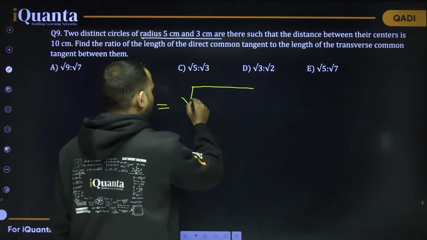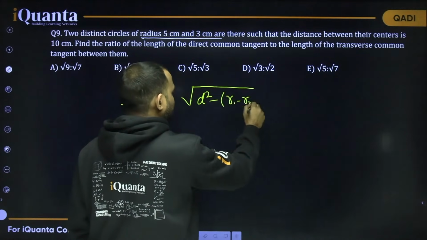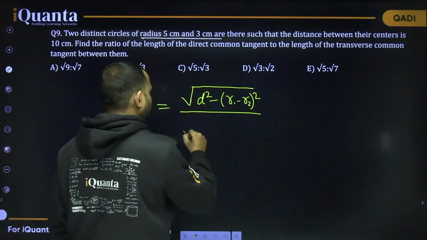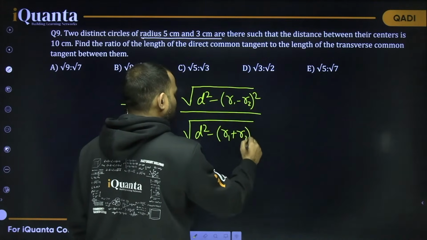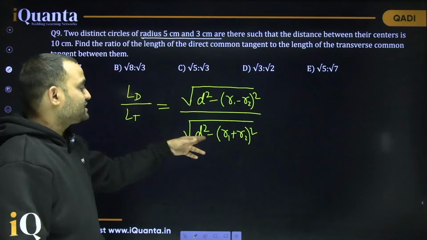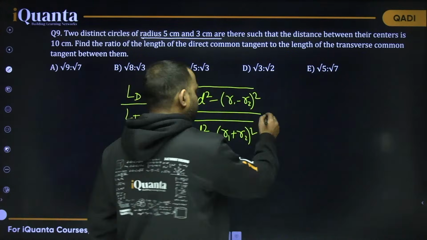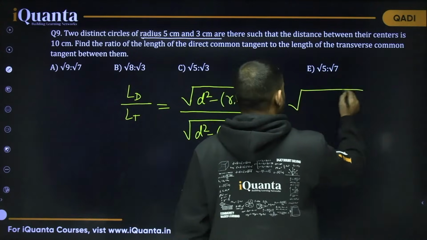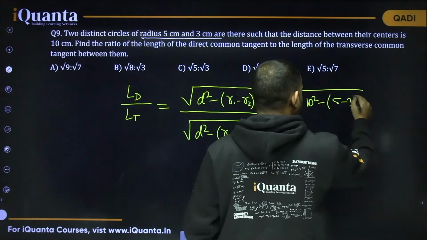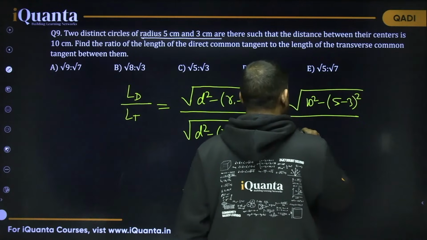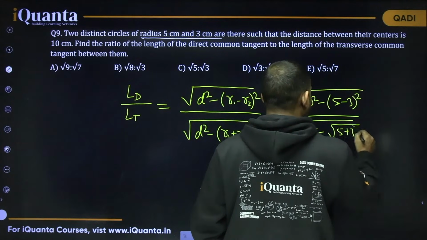That is equal to square root of d square minus r1 minus r2 whole square, divided by square root of d square minus r1 plus r2 whole square. This is the formula for direct common tangent. This is the formula of transverse common tangent. D is the distance between the centers. This will be equal to square root of 10 square minus radius 5 and 3. So, 5 minus 3 whole square, divided by square root of 10 square minus 5 plus 3 whole square.